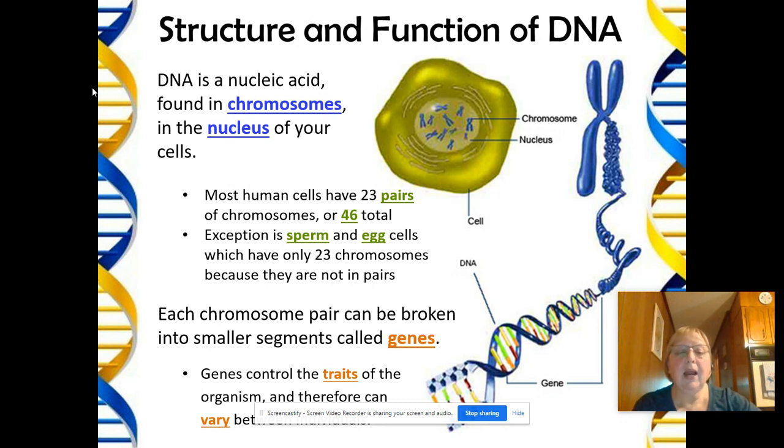Each chromosome pair can be broken down into smaller segments called genes, and these genes control the traits of various organisms. It determines who has blue eyes or brown eyes. It determines if our skin is going to be light or dark. It determines if we're going to have any kind of inheritance disease. There are many things that it can do.